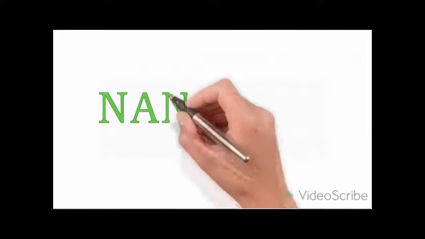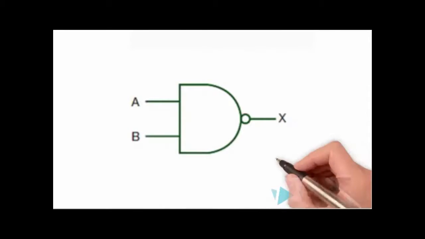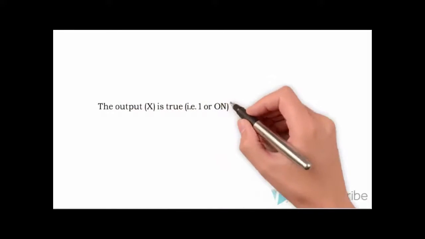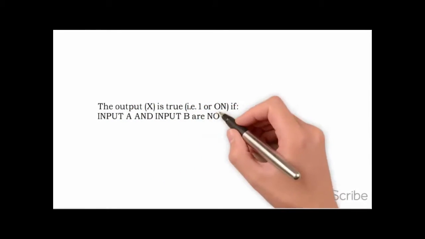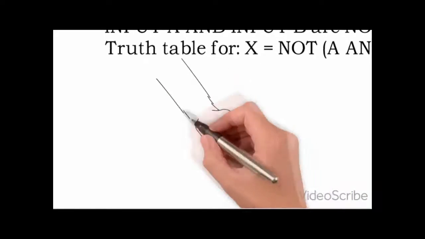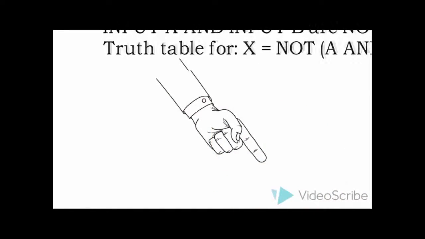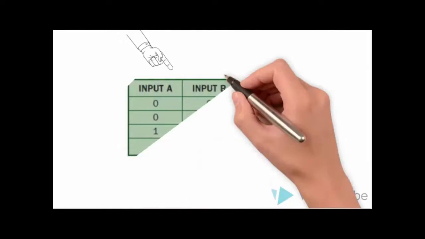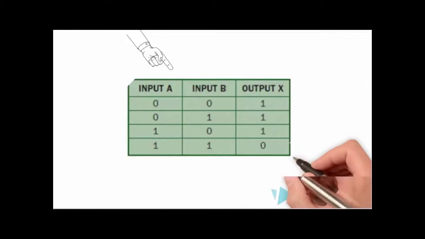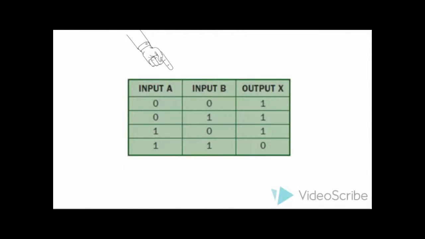NAND gate. The output X is true, 1 or on, if input A and input B are not both true. Truth table for X equals NOT (A AND B). Input A is 0, 0, 1, 1, input B is 0, 1, 0, 1, output X is 1, 1, 1, 0.